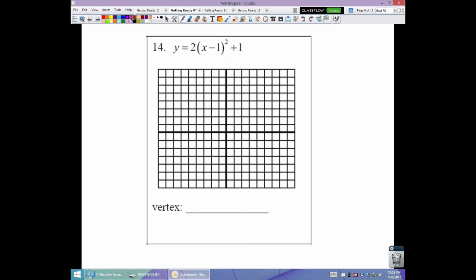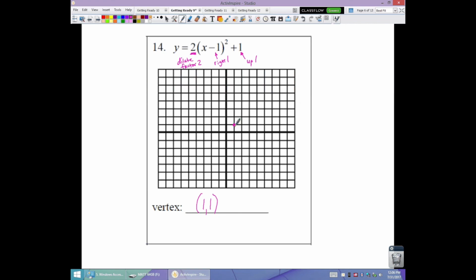14. Now we have a little bit of everything. We're still going to open up because this 2 is positive, but it's going to dilate by a factor of 2. All right, which means it's going to get skinnier, thinner. This makes us still move right 1. The +1 out here still moves us up 1. So how does that change what we graph? Our vertex is still right 1, up 1. So same as it was in number 13.